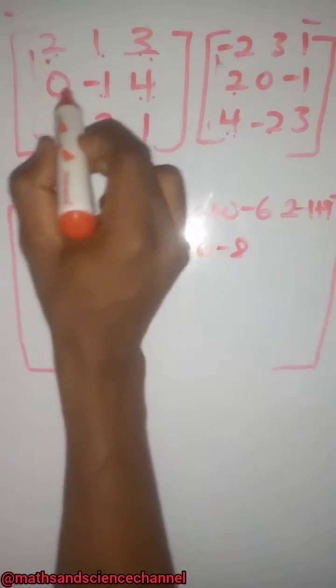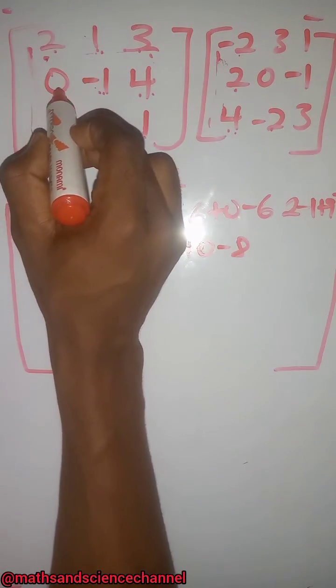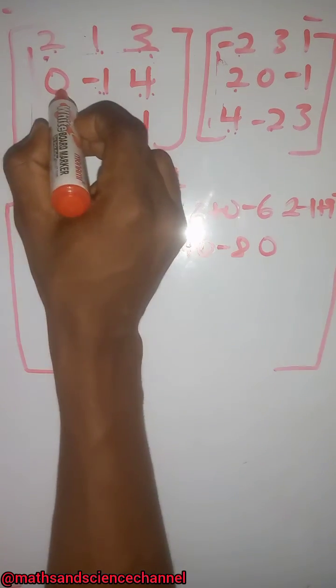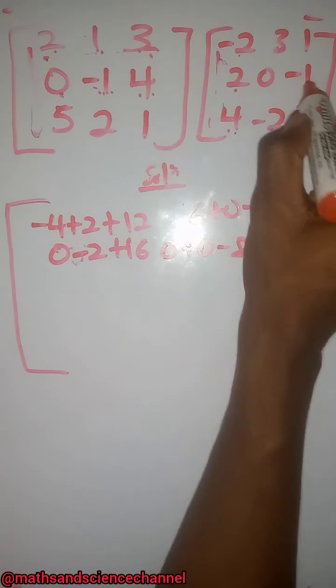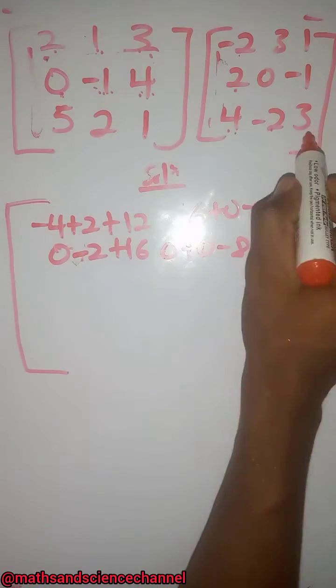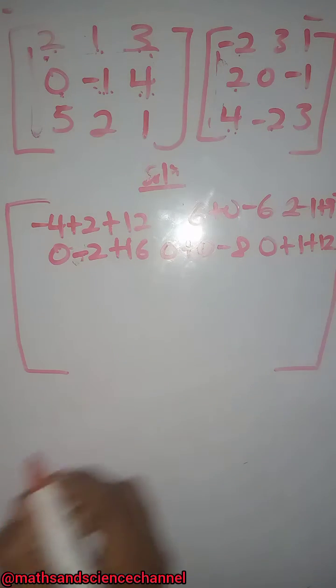We go on to the last column over there. 0 multiplied by 1 here gives us 0. Now we have negative 1 multiplied by negative 1 here gives us positive 1. And then we have 4 here multiplied by 3 gives us 12 in this case.